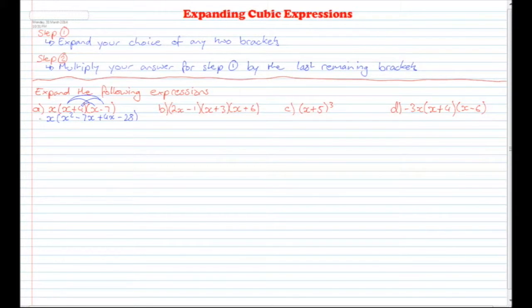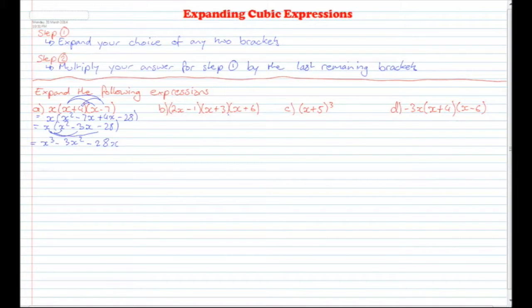Go through and simplify that now, so you get equals x squared, negative 7x plus 4x is negative 3x, minus 28. Now when I multiply the x by everything, the x times the x squared will get us x cubed, the x times the negative 3x will get us negative 3x squared, and the x times the negative 28 will get us negative 28x.